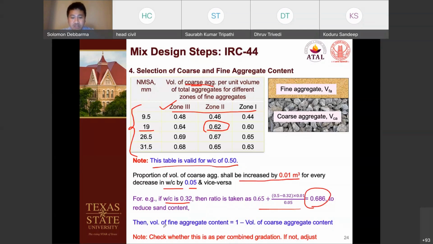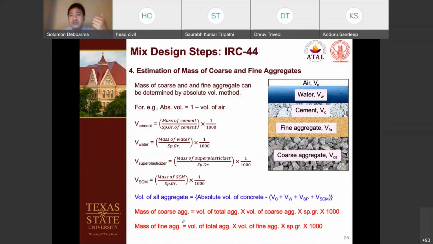And then, like I have mentioned earlier, the volume of fine aggregates can be simply determined by 1 subtracted by the volume of coarse aggregate. So this will give us the volume of the fine aggregates in the concrete mixture. And then the next step is the mix design calculations. We calculate the mix design based on a 1 meter cube volume condition. So now we have to calculate the absolute volume, which is 1 minus the volume of air.